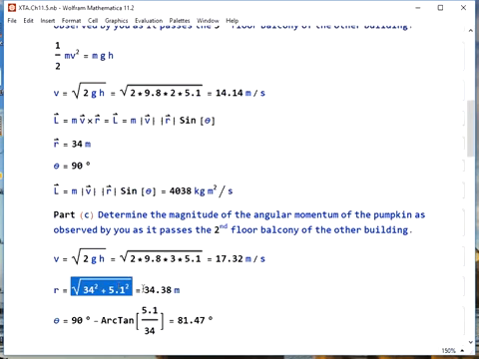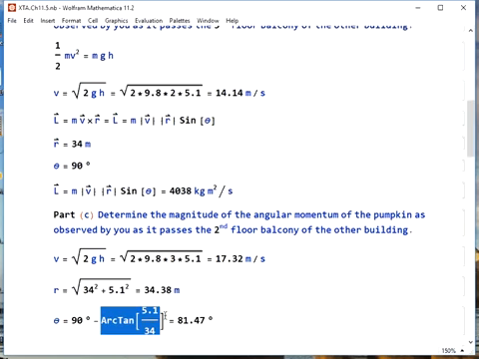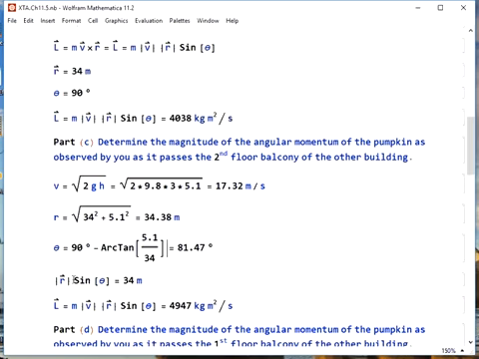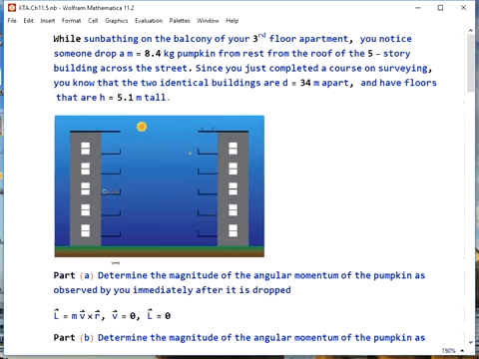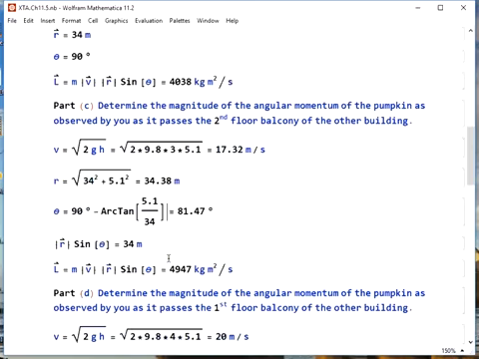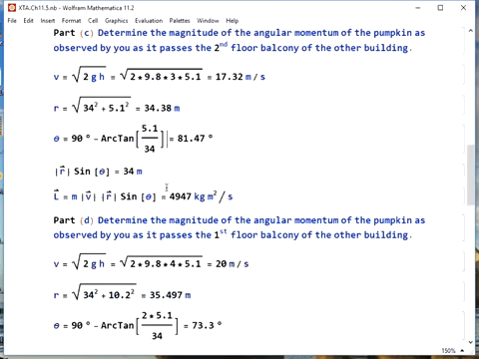We find r through the Pythagorean theorem. We find the angle is 90 minus the arctangent of 5.1 over 34. That's 81.47 degrees, but notice that r times sine theta is 34 meters. That's because if we look, r times sine theta will always be the distance between the ground floors of the two buildings, or 34 meters. Anyway, we put in what we know, and we get 49.47 kilogram meters squared per second.